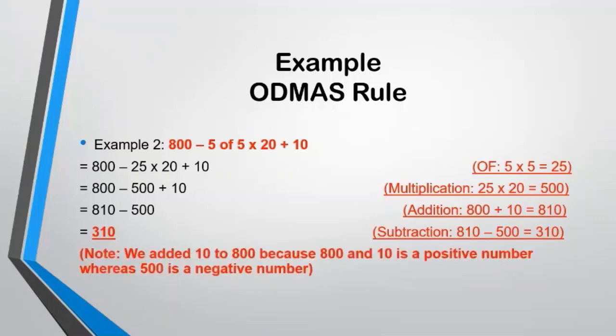If you guys now are wondering, why did we add 10 to 800? But in the expression, it is written to add 500 to 10. In this expression, we added 10 to 800 because 800 and 10, they both are positive numbers, whereas 500 is a negative number.